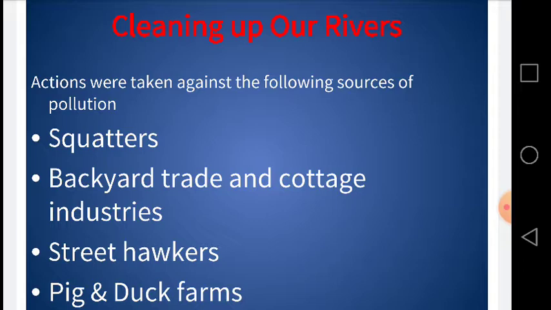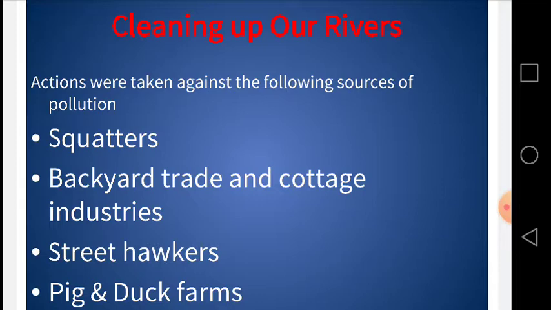The actions which were taken against the following sources of pollution. The number one is squatters. Squatters were removed to flats where facilities for disposing household waste are provided for. Proper sewerage and sanitary facilities available at the flats. So, in this way, they converted the squatters into the flats and removed the wastage from being discharged into the rivers.